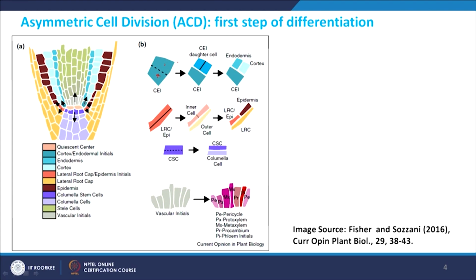Once the differentiation process starts, it undergoes another round of cell division. This cell division is different in nature, as there is a reorientation of the plane of cell division. If the earlier division is periclinal, this one is called anticlinal, and this cell division essentially generates two layers from here onwards.